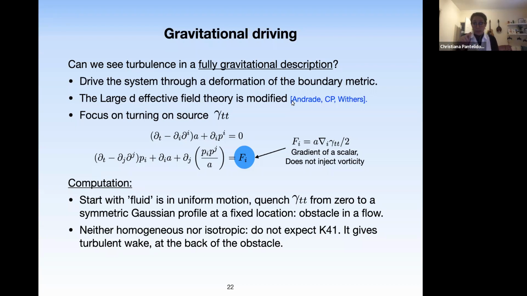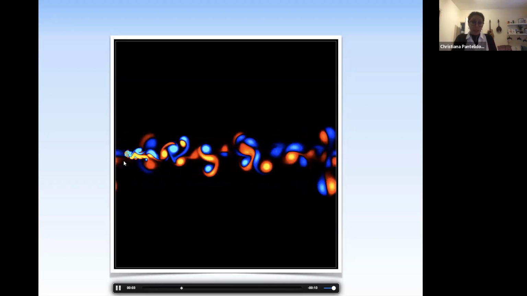So we expect to see the formation of vortices at the back of this object that are then dragged along the flow. And when we did the calculation, this is precisely what we saw. So once again, here I'm showing the vorticity. The fluid is going from left to right. And at time equal 0, I'll turn on the source roughly here. Okay. And if we do that, this is the picture that we get.